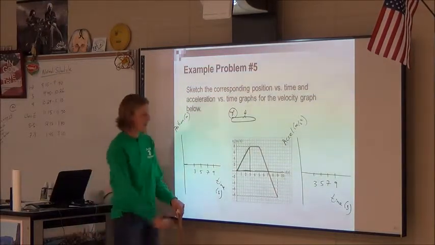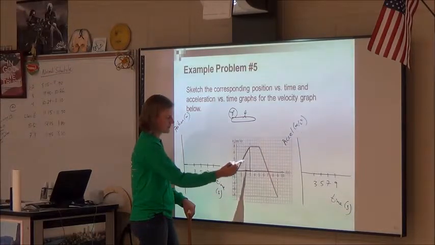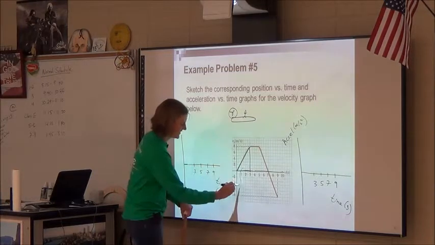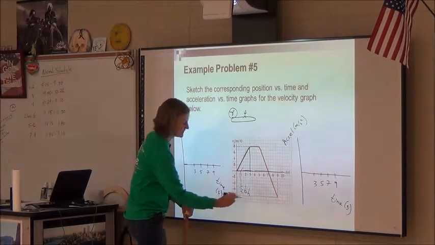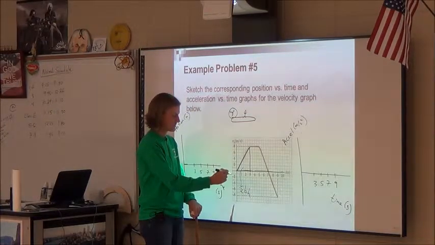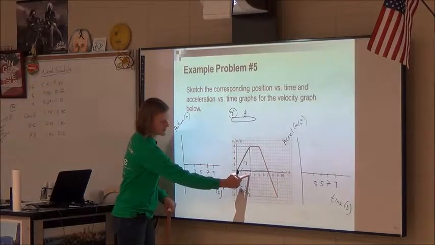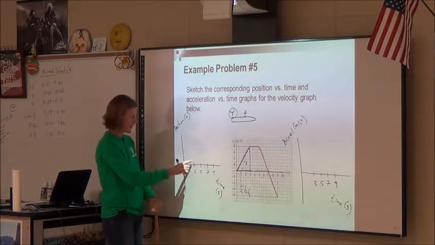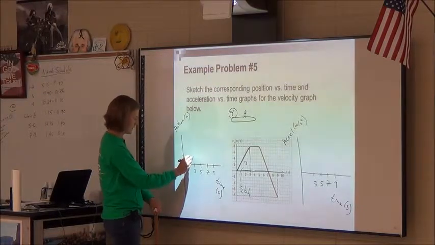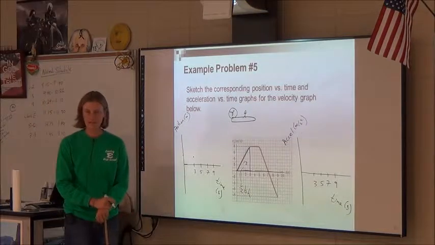So what is the area of this triangle? What is the area of a triangle? There we go. So 1.5 times 8. 12. Okay. So I'm going to go to 3 seconds on my position graph, and I'm going to mark off 12. I'm just going to put a dot there. And we'll come back and think about how to connect these dots in a second.